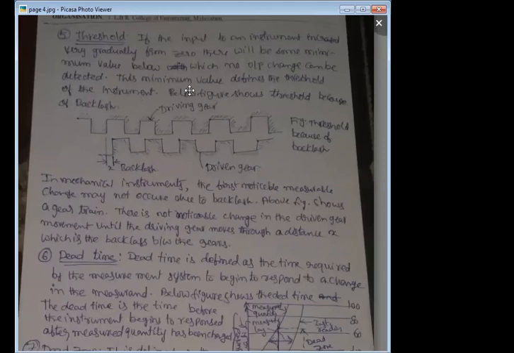So threshold. If the input of the instrument is increased very gradually from zero, that is threshold, whereas for resolution, non-zero, it means we are not increasing from zero, we are increasing from other non-zero values. For threshold, when the input is increased from zero, until a certain amount of change in the input, we don't have any output. That minimum value determines the threshold of the instrument.